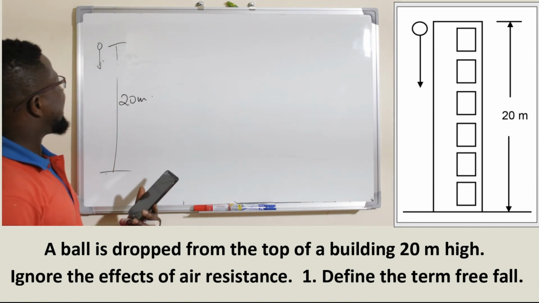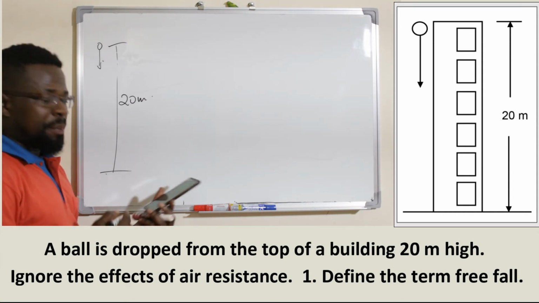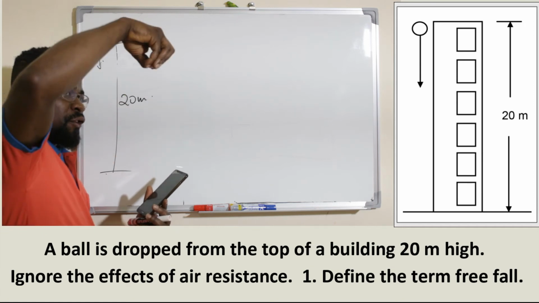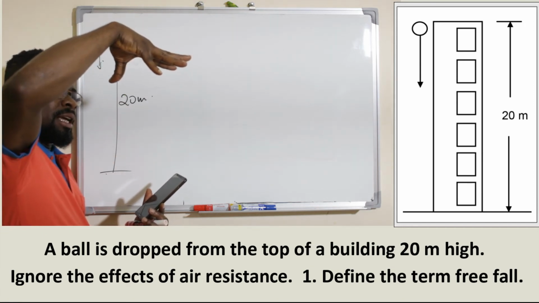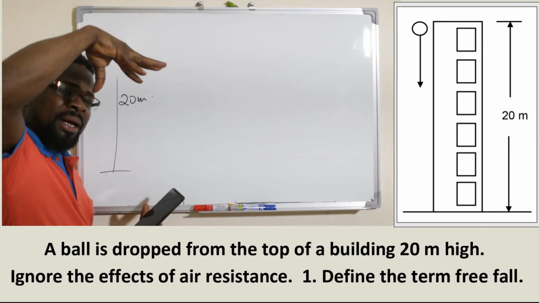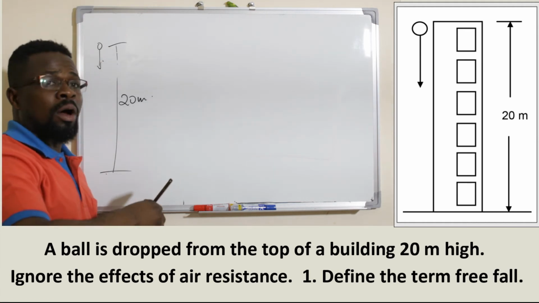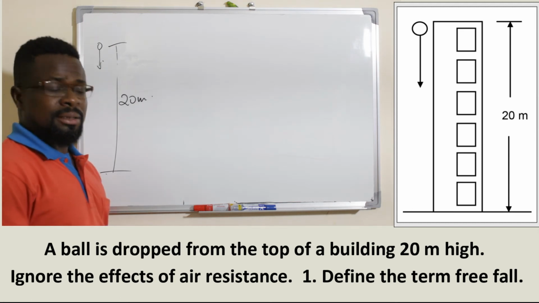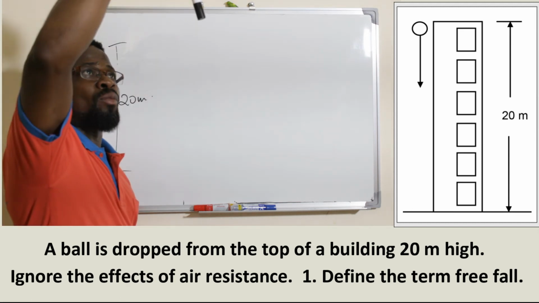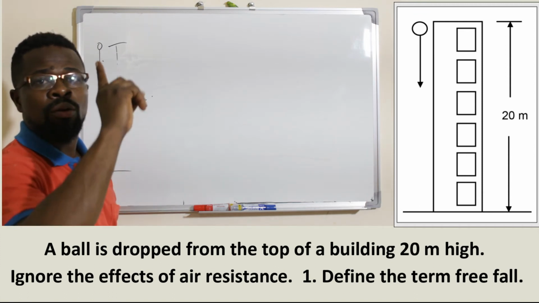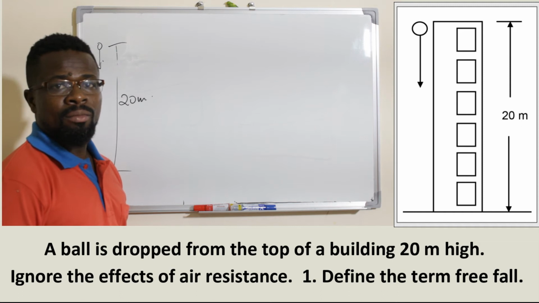We are dropping this. What we need to keep in mind is that in terms of projectile, if you drop something, it has no velocity. So the initial velocity for dropping an object is what? It is 0 meters per second. If I take this and I drop this, the initial velocity is 0 meters per second.